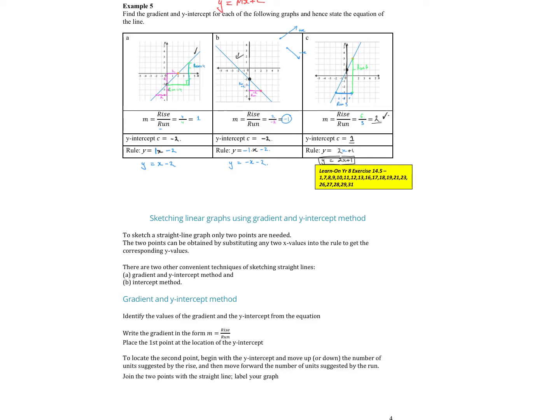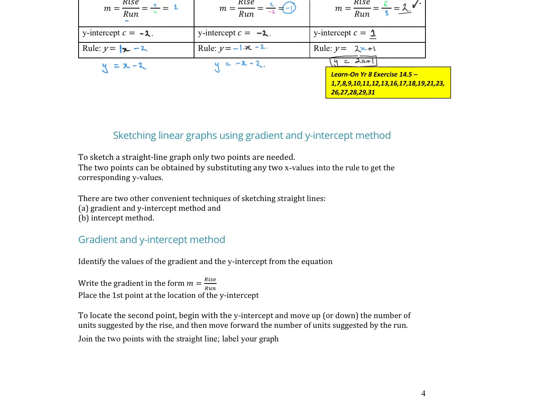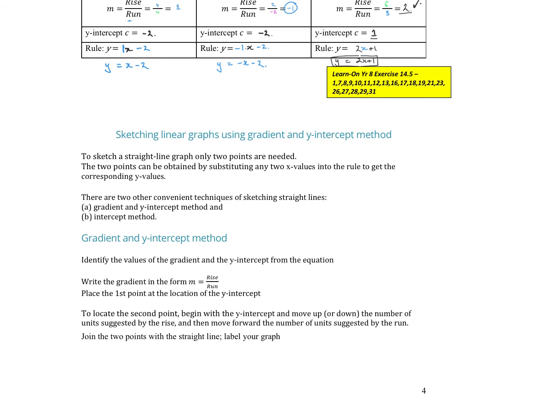Okay, so we had a bit of a look last topic about how we can get the equation of the line from the graph that we've drawn. But now I want us to have a look at how we can draw the line from the rule for the graph, without plotting points. In reality, all we really need is two pieces of information. The method I'm going to focus on today is how we can use the gradient and the y-intercept to sketch the line that we're interested in.